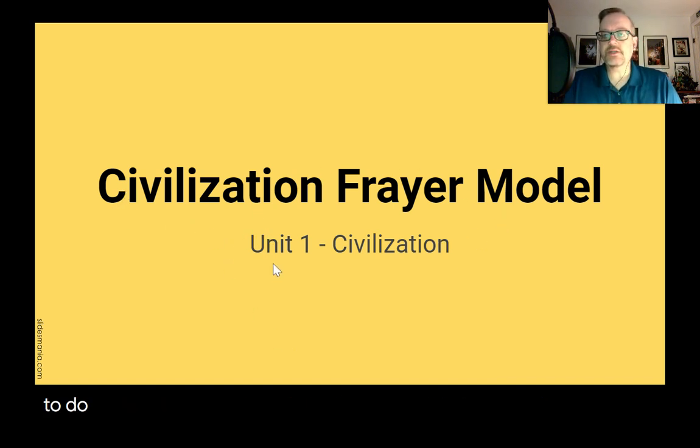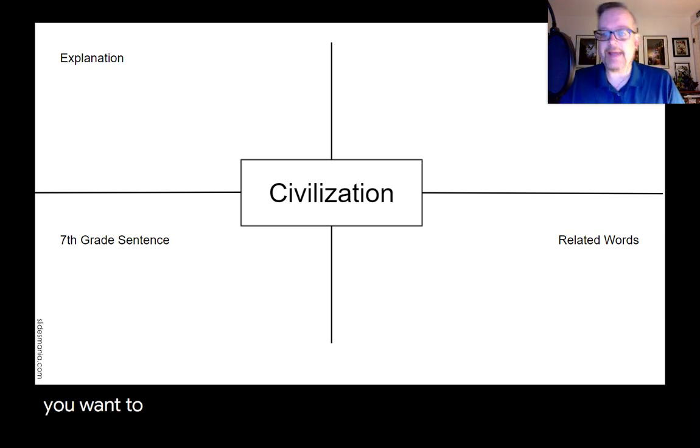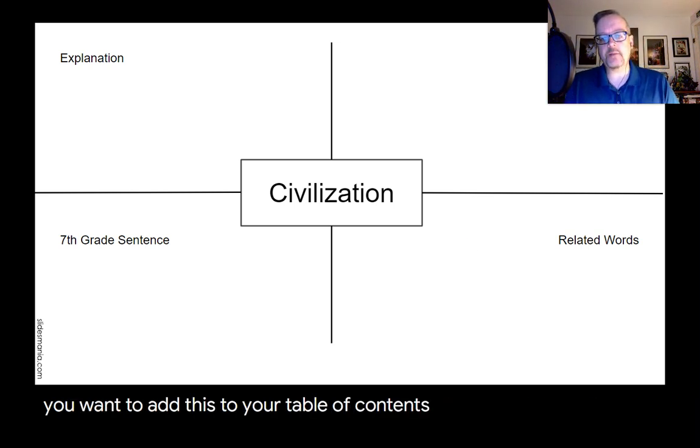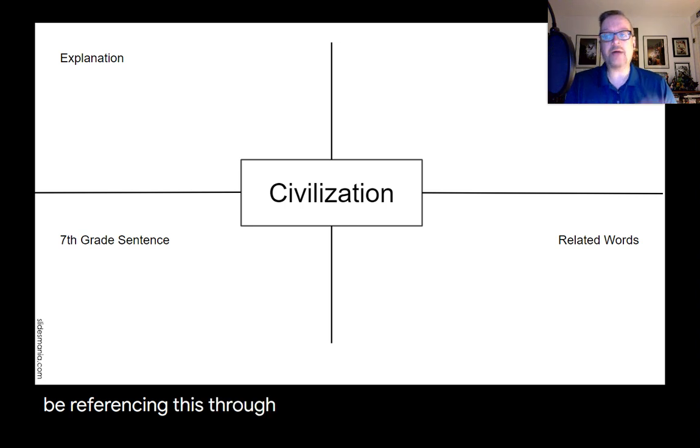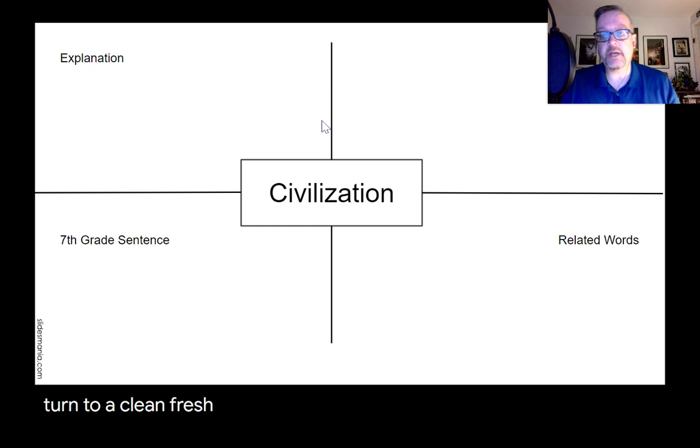I'm going to help you with our very first Frayer model for our very first unit. This is civilization. What you're going to do is begin by opening up your social studies notebook. You want to add this to your table of contents because we're going to be referencing this throughout the first semester and beyond, and then turn to a clean, fresh page.